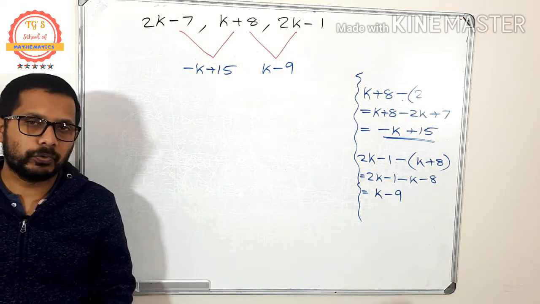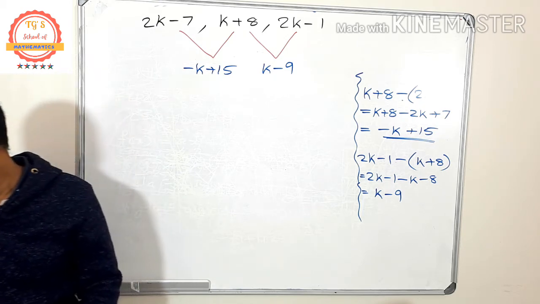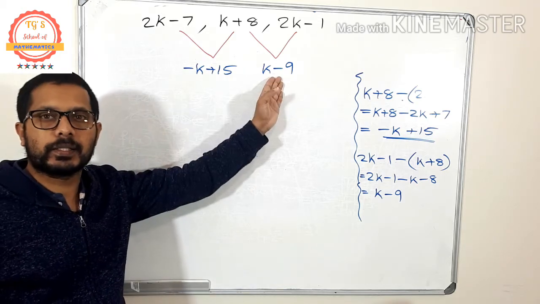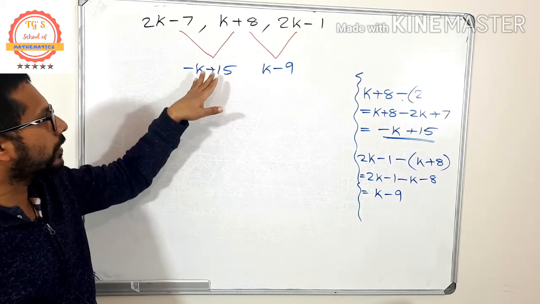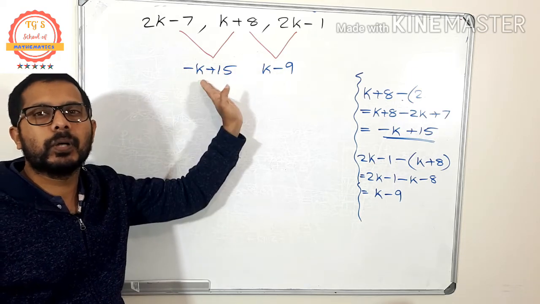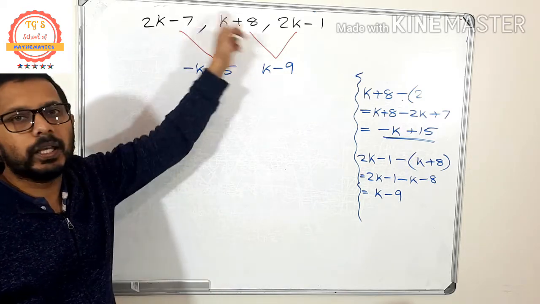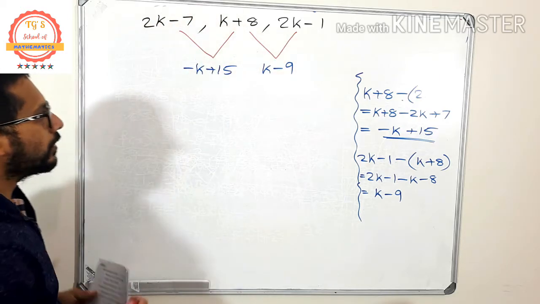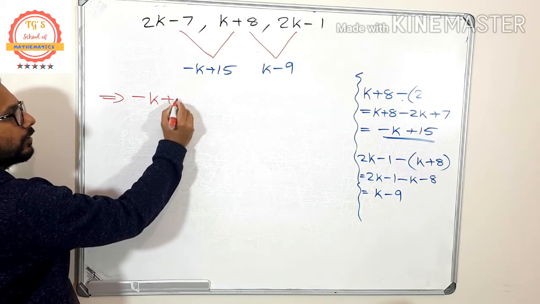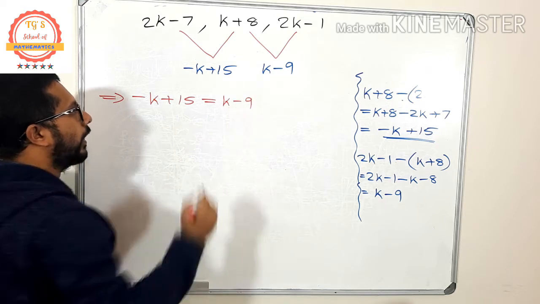So don't forget that this is an arithmetic sequence, and what you studied in an arithmetic sequence, the first differences are the same. So here what are the first differences? Minus k plus 15 and k minus 9. We can say that these two are the same because it is given in the question that this is an arithmetic sequence. So first differences are the same means what? It implies that minus k plus 15 is equal to k minus 9.